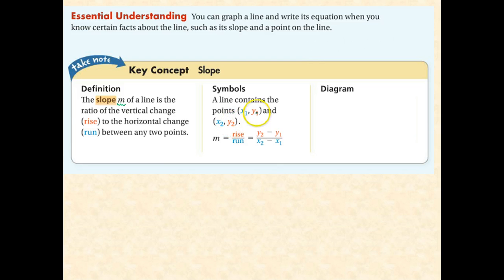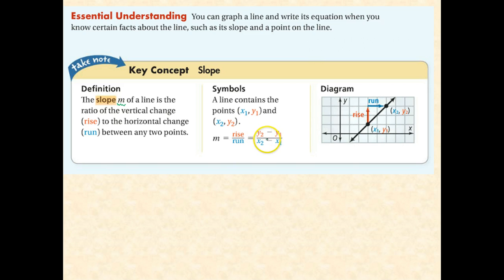So y2 minus y1 tells you how much it went up or down between those two points, over the run, which is the difference of the x values. x2 minus x1 tells you how far it went from side to side. So this gives you that value. And on the diagram, here's your x2, y2, your second point, your first point. y2 minus y1 tells you how far it goes from the top down to the bottom. x2 minus x1 tells you how far it goes from left to right.